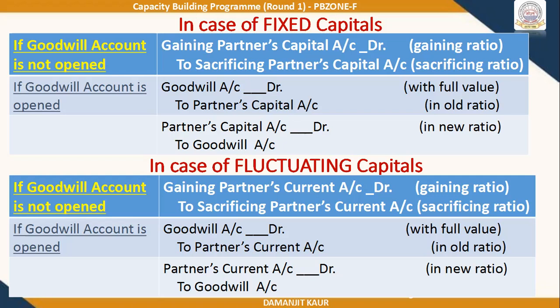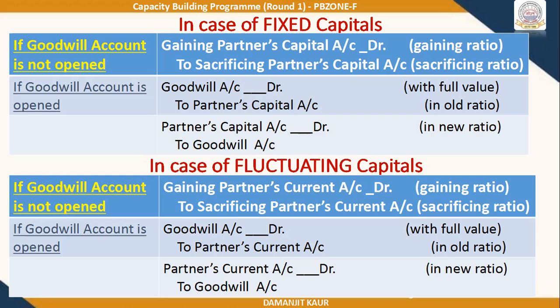So we'll multiply the gain or sacrifice with the full value of goodwill of the business, and then this entry will be passed. But if goodwill account is open, that means goodwill is raised and then written off. What do you mean by raising of goodwill? That means goodwill account is to be opened.